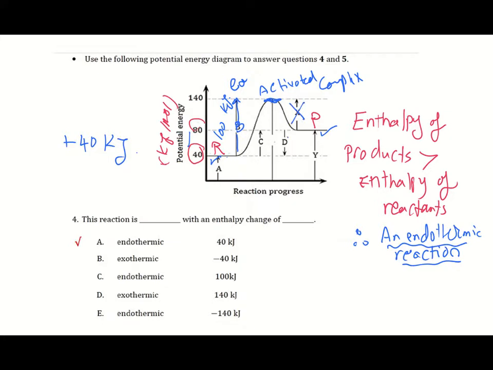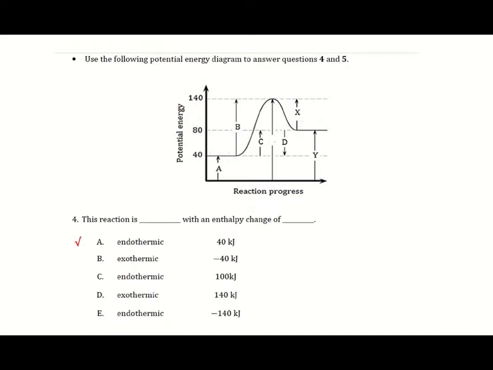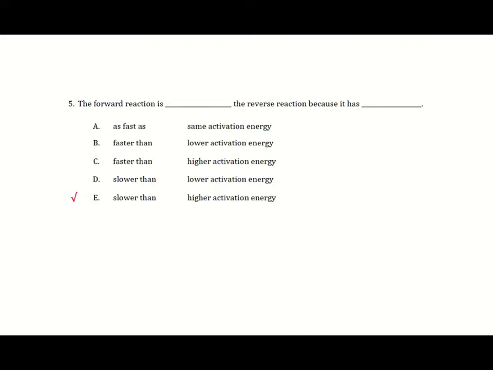Okay, also D and E, both of them have the same value, but the energy change is from reactant to product. So here is the correct answer. Now, if you read the question, this reaction is endothermic and the enthalpy change should be only 40 kilojoules. The forward reaction is, and the reverse reaction, because it has, let's draw the energy diagram for the forward and reverse reaction to discuss this problem.